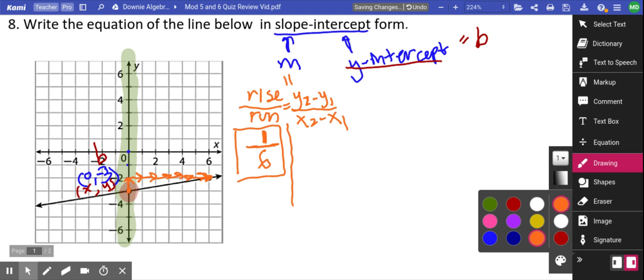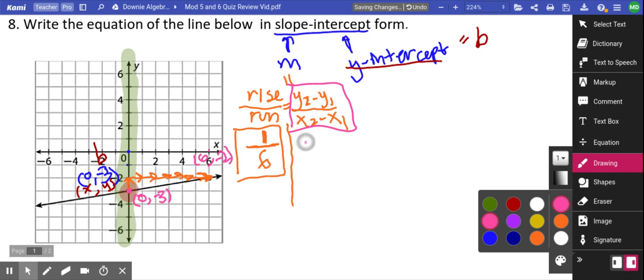Now, if you would like to use points instead, and use our equation here, y2 minus y1 divided by x2 minus x1, we're going to label our points. Let's label this point. This was a 0, -3. Our other point here was a positive 1, 2, 3, 4, 5, 6. So it's a 6 as my x. And I go down 1, 2, that's -2.